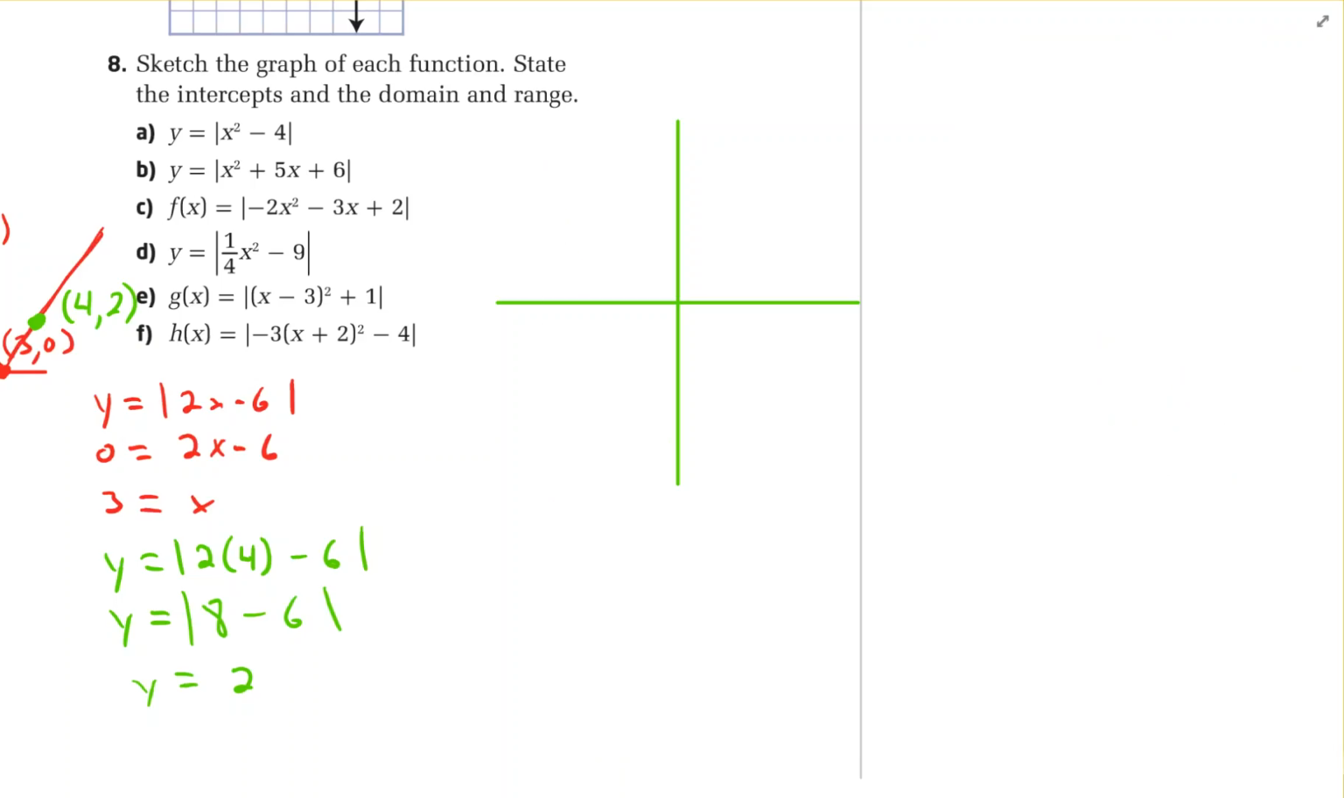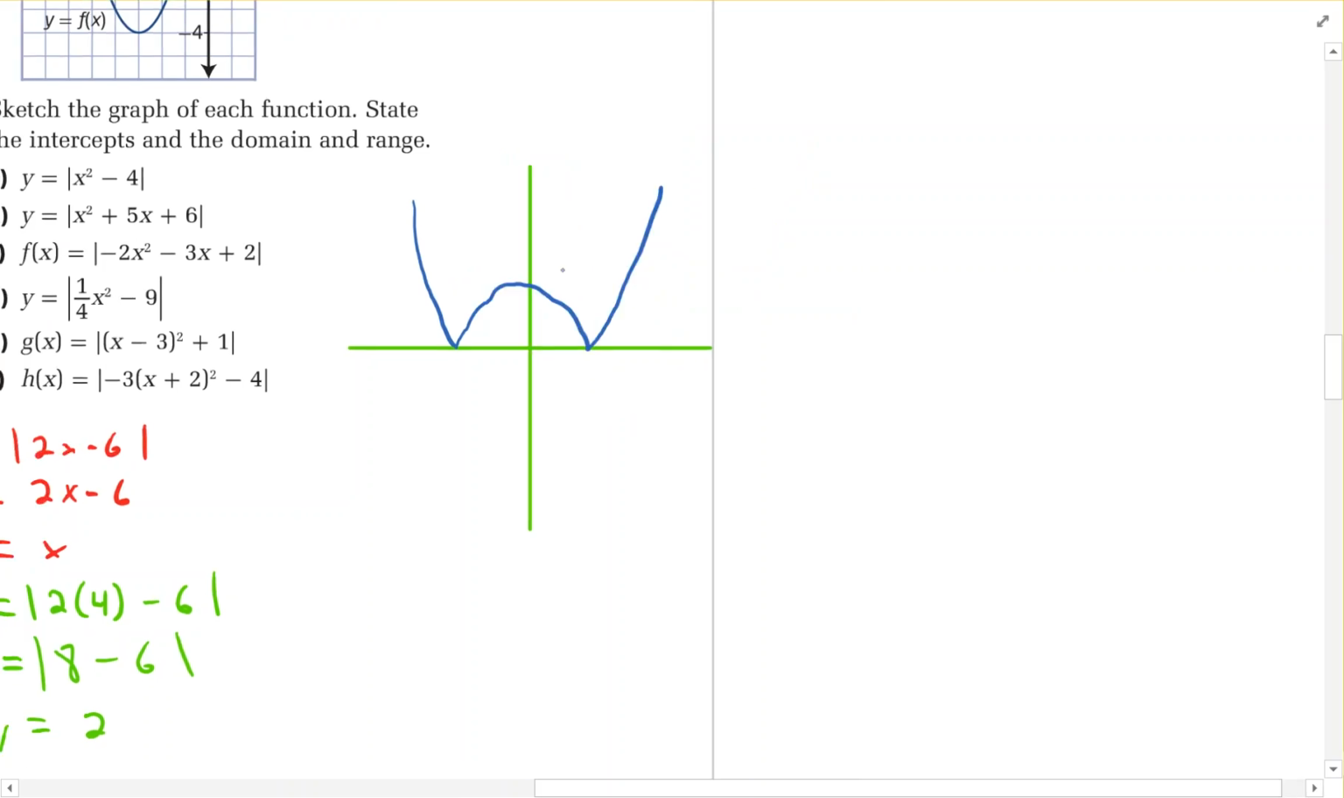Make it blue to be the same. Okay, so something like that. And now state the intercepts and domains. So if we had our function here where x was 0, that would be y is equal to negative 2 times 0 squared minus 3 times 0 plus 2. y would just be equal to 2. So the y-intercept here is going to be at (0, 2).